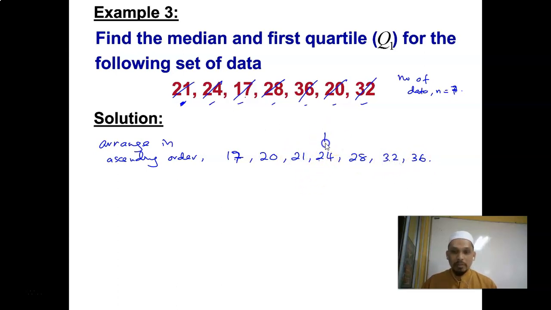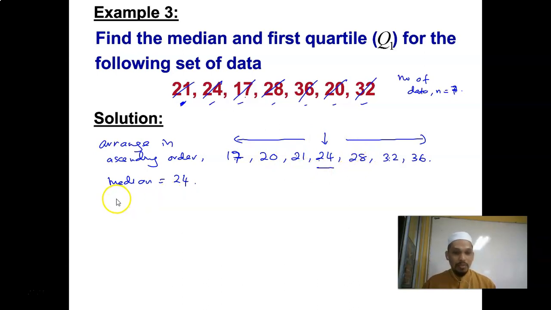If I choose this number of 24, you can see here now there are 3 data on the left side, 1, 2, 3. And also another 3 data on the right side of this middle 24, 1, 2, 3. So it means that here the median equals 24. Okay, from this picture.